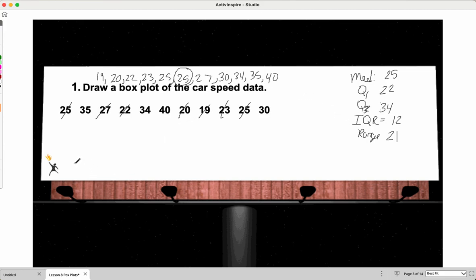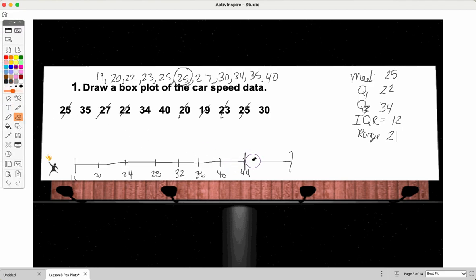So the first thing I'm going to do is create my plot. I'm going to create my number line. So my number line, I get to create the scale. Since I have a range of about 21, I'm going to go with about 4 or 5. So let's say 4. We'll start a little below our number, and I'm going to go with multiples of 4 just to make our life easier. So this is 16, 20, 24, 28, 32, 36, 40, 44, and I can probably stop there. So I'm going to go ahead and just extend that and shorten out my number line.